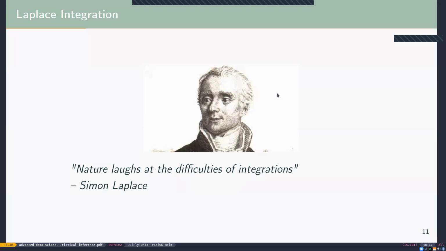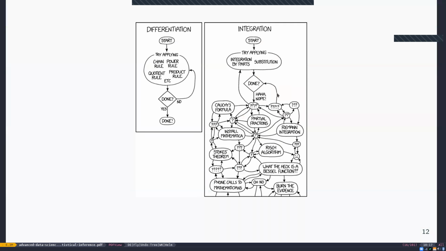So then just a couple of comments on this. This is Niels' house god, Simon Laplace, who apparently at one point in time said, nature laughs at the difficulties of integration. There's another thing with integration that is a nice XKCD schematic. So differentiation, this is something that you do. There's a set of rules. This is why neural networks are so popular, because they're not statistical models. They just work on differentiation. And differentiation, you can write code to do. Well, this is integration. Integration is an art form, nothing else.